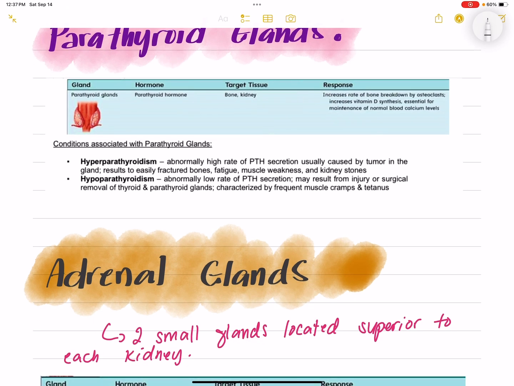So, the conditions associated with the parathyroid are hyperparathyroidism, meaning high, an abnormally high rate of PTH or parathyroid hormone secretion, usually caused by a tumor in the gland. This results in easily fractured bones, fatigue, muscle weakness, and kidney stones. Okay? Hypoparathyroidism, meaning low, an abnormally low rate of PTH secretion, may result from injury or surgical removal of the thyroid and parathyroid glands. It is characterized by frequent muscle cramps and tetany.